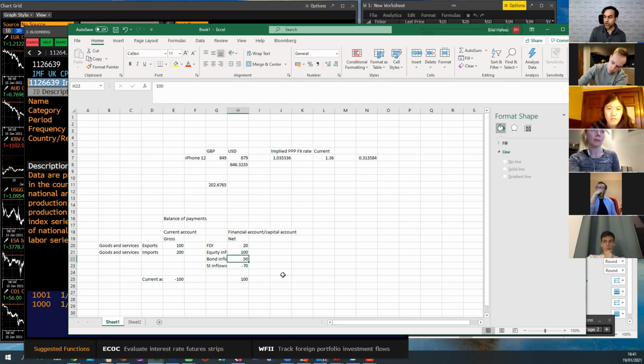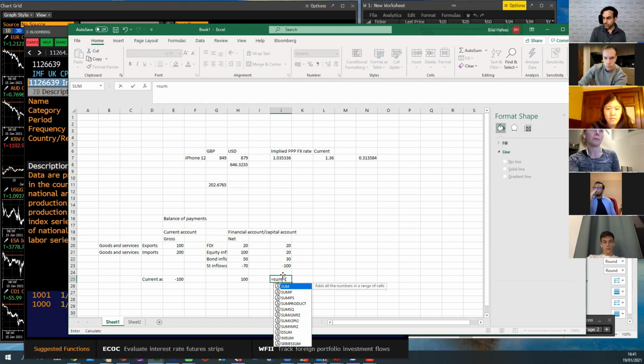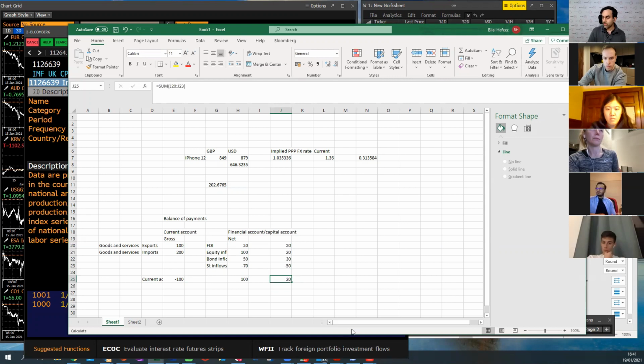So, these inflows that the US has got in this example is about 100. But let's say that equity inflow of 100, in normal times, let's say it's more like 20. FDI flows, let's say normal times is 20, which is fine. Bond inflows, let's say normal times it's 30. And let's say short-term outflows, let's say that's more like minus 50, sorry. And now if we do the sum, so let's say in normal times, these are what the numbers generally look like.